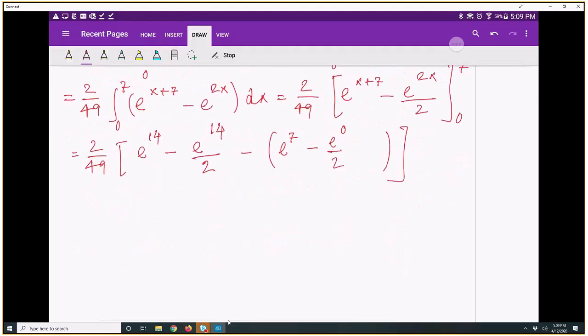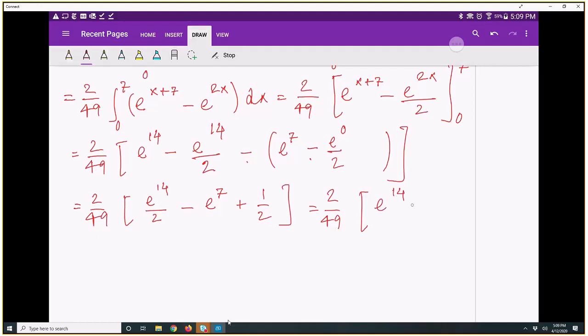So this equals 2 over 49 times e to the power 14 minus e to the power 14 over 2 is e to the power 14 over 2, minus e to the power 7. Minus times minus is going to give you a plus, so plus e to the power 0 is 1 over 2. Since the common denominator is 2, I will go ahead and write it as e to the power 14 minus 2e to the power 7 plus 1 all over 2. Then I cancel the 2 and 2, and I get 1 over 49 times e to the power 14 minus 2e to the power 7 plus 1.